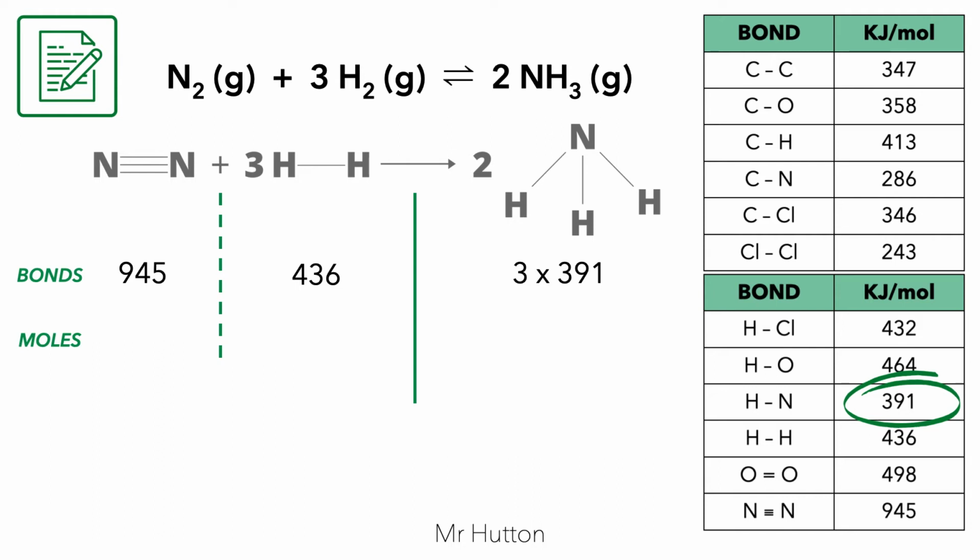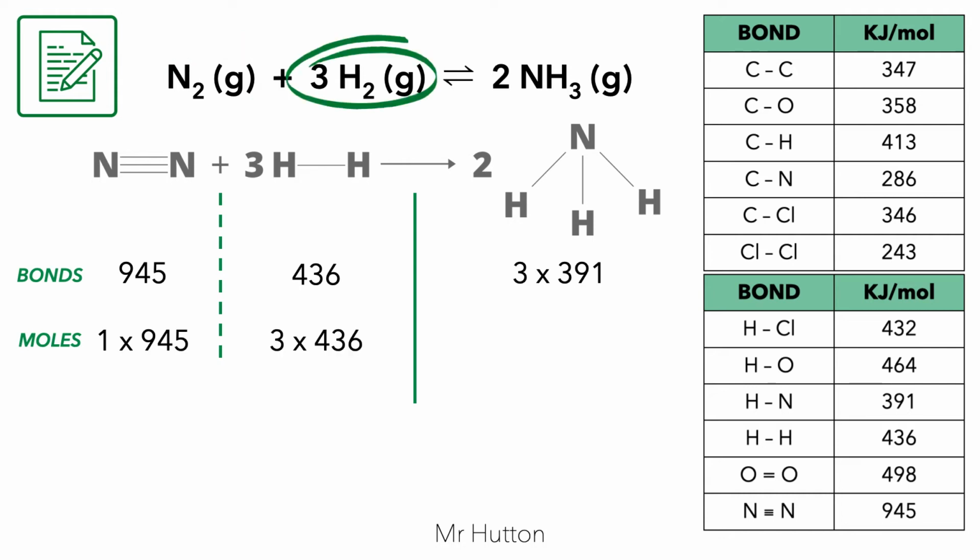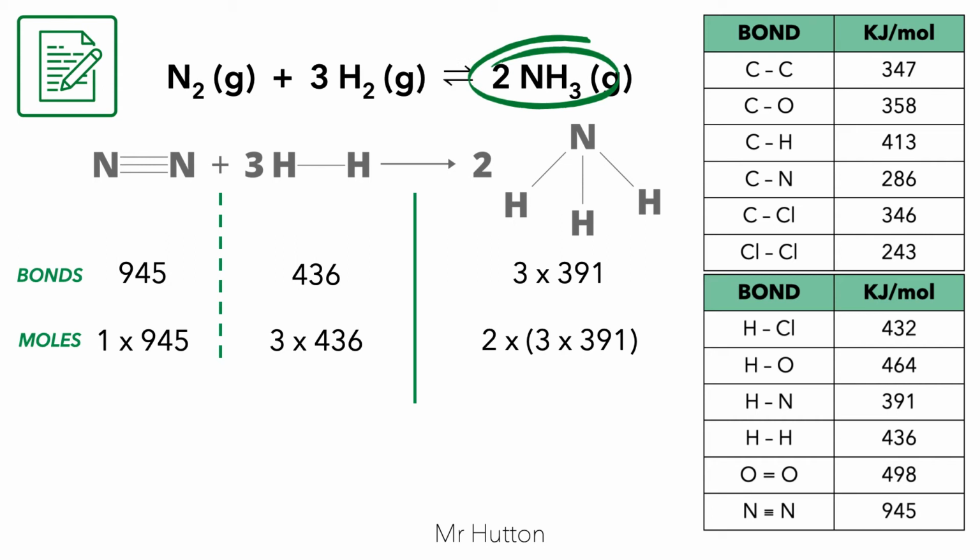So the next thing I need to do is take into account the moles that are in the equation there. So on the first bit here, the nitrogen, we've got 1 mole, so it's just 1 lot of our 945. With the hydrogen, we've got 3 moles, so we need to times that by 3, so 436 times by 3. And then with the ammonia right at the end, we've got 2 moles of that, so we need to times our original 3 times 391 by 2. And what we can do is work out what those values are.